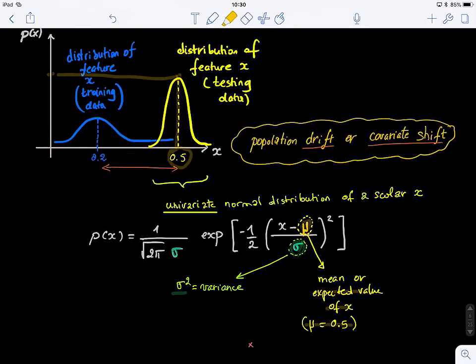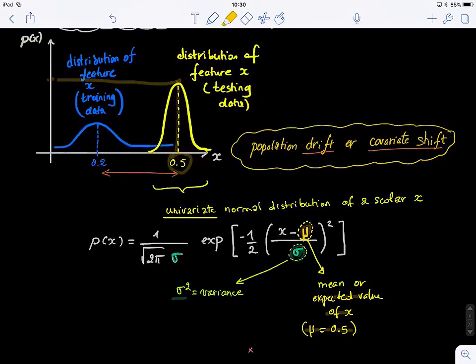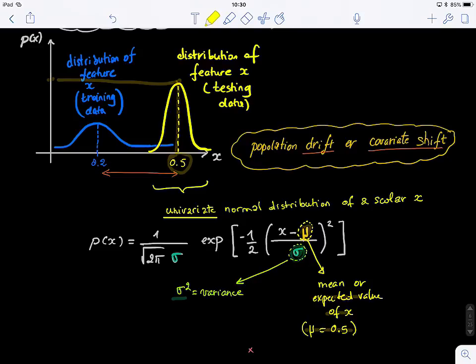Now, let's look at this. Here, for example, this is the standard deviation. We call it sigma. It locates generally around there, and here is also our sigma. This is for the training distribution, and this is for the testing. You can see we have two different things, so the sigmas are different.